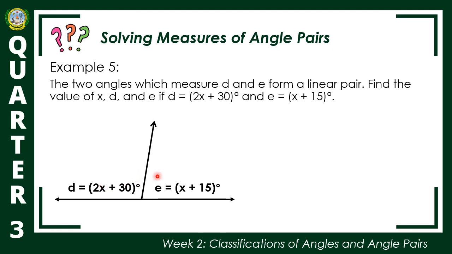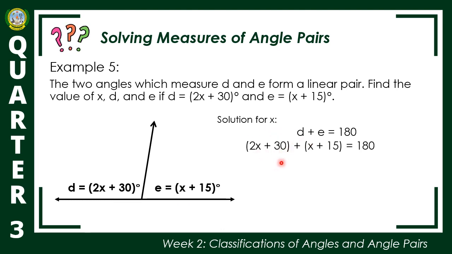So, dun po manggagaling yung equation natin. Okay? Ang relationship ng dalawa, ang sum nila is 180. So, let us write the equation. D plus E equals 180 degrees. Okay? So, by substituting 2x plus 30 to D and x plus 15 to E, masasolve na natin yung x. Gawin na natin 2x plus 30 at saka x plus 15 equals 180.